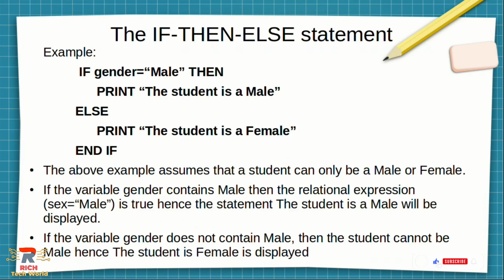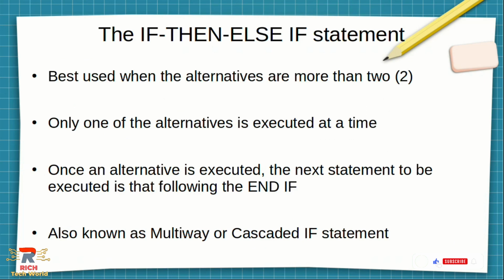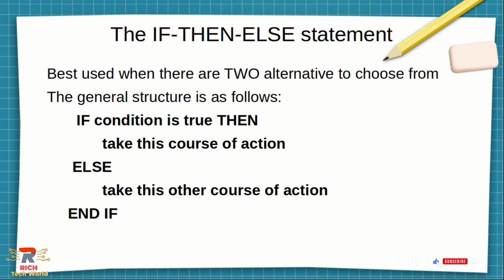Okay, so the next type of statement we'll be talking about under the decision statement is the if then else statement. Basically, with the if then else statement, you actually have two alternatives to choose from. You give the program two alternatives to choose from. If the first alternative is false, then it obviously runs the second alternative. Let's take note of that.